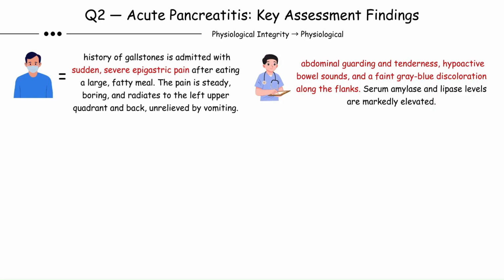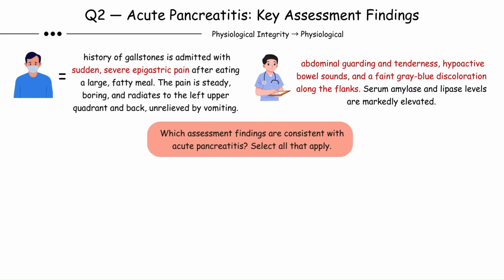Bowel sounds are hypoactive. A faint gray-blue discoloration is seen along the flanks. Serum amylase and lipase levels are elevated. Which findings are consistent with acute pancreatitis? Select all that apply.